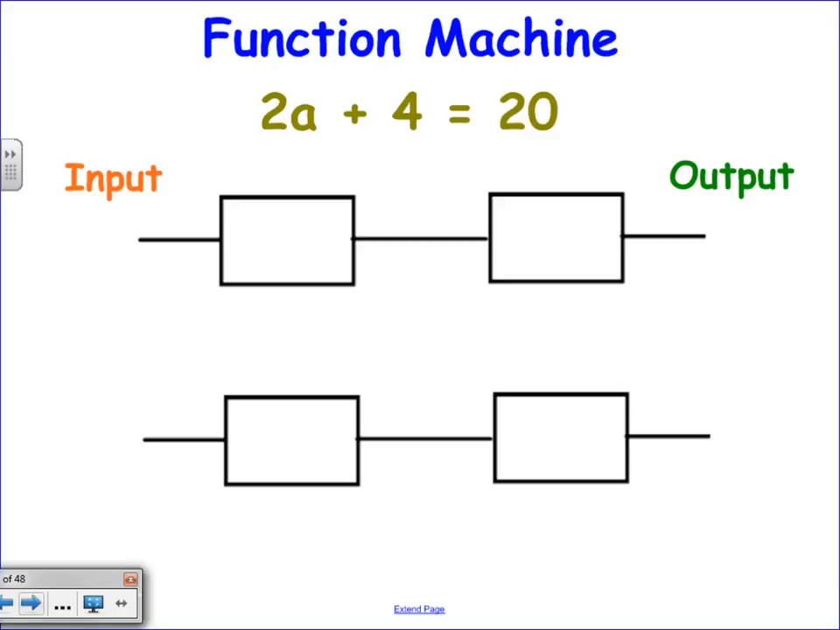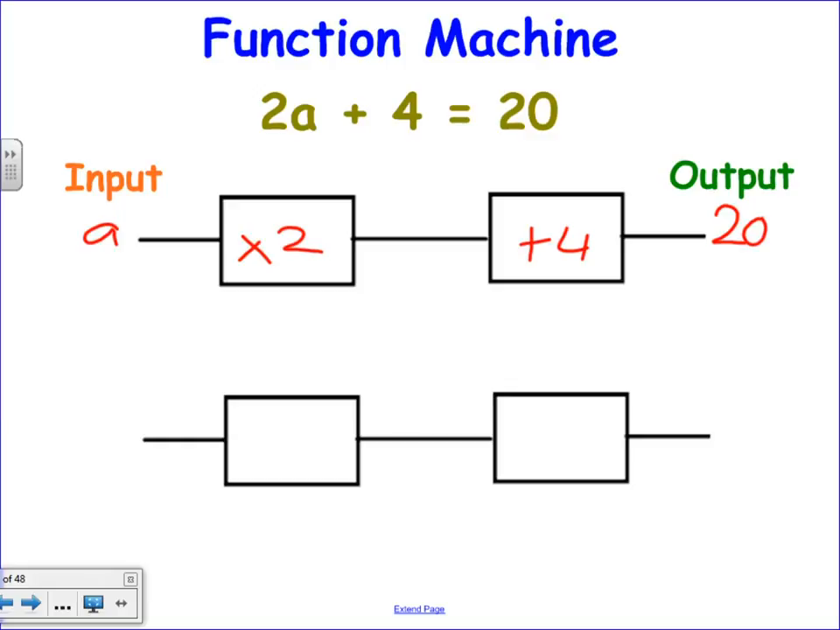2a plus 4 equals 20. So what am I expecting to see in this box? Times 2. Good. Everyone see that? So I start on this end with a. First thing I do to it is multiply it by 2, because BIDMAS tells me to, and then I add 4. And at the other end, happy with that?